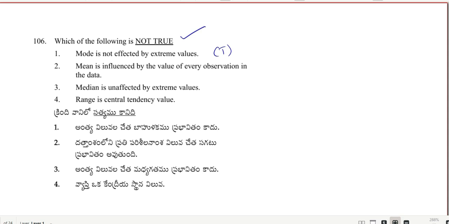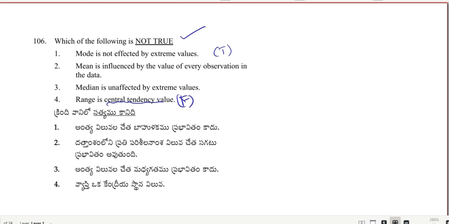Mean is influenced by every observation of the value. Yes, mean is influenced by every observation, and median is unaffected by the extremes. That is also correct. And range is a central tendency of the value. This is a false statement, because we have three measures of central tendency: mean, median, and mode. Range is not considered a measure of central tendency. So the false statement is the fourth one, and the fourth option is the suitable answer for this question.